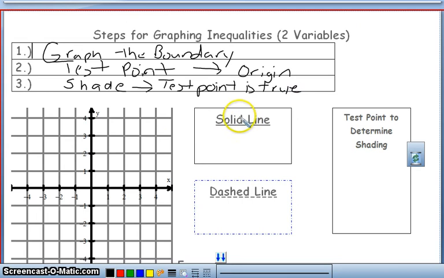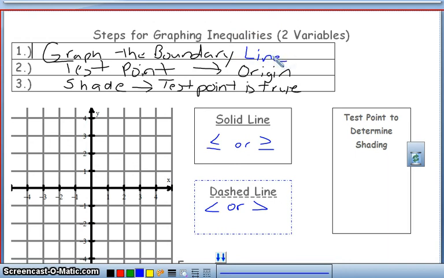Alright, well, let's look at the rest of this foldable. When would we have a solid line? Well, you're going to have a solid line when x is less than or equal to or greater than or equal to. So if I have a bar under the inequality symbol, my boundary line will be solid. Okay, when would I have a dashed line? If I have less than or I have greater than. And I didn't write line up here earlier. Let me go back and correct that.